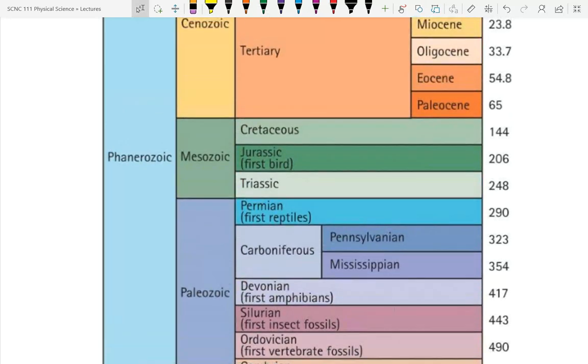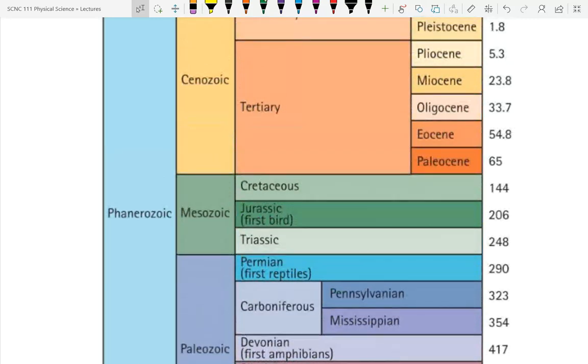Carboniferous is broken into two pieces, Mississippian and Pennsylvanian. The Carboniferous are where you find lots of coal. The coal in Mississippi is from the Mississippian. The coal in Pennsylvania is largely from the Pennsylvanian. Right? These are reasonable. The Permian gives us our first reptiles, and then we have the Mesozoic.